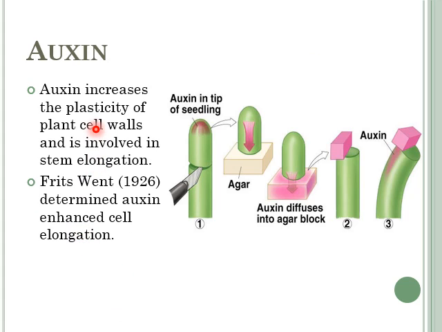So first we are going to discuss the hormone auxin. It is a growth promoter. Auxin increases the plasticity of the plant cell wall and is involved in stem elongation. So this is the apical tip where the auxin is present. The occurrence of auxin is in the apical portions, it may be the stem axis or the root axis. Went in 1926 determined auxin enhanced cell elongation.